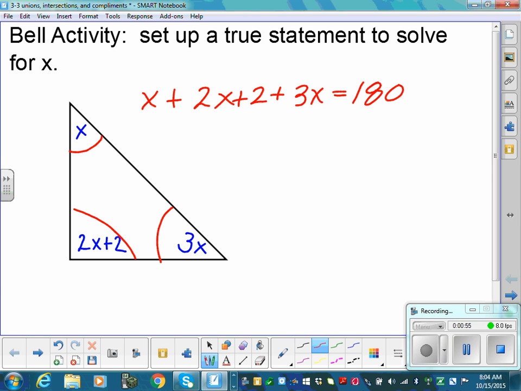Awesome. We combine like terms. So we'd have 1x plus 2x plus 3x, which would be 6x. So we have 6x plus 2 is equal to 180. And then we continue to solve for x from there.